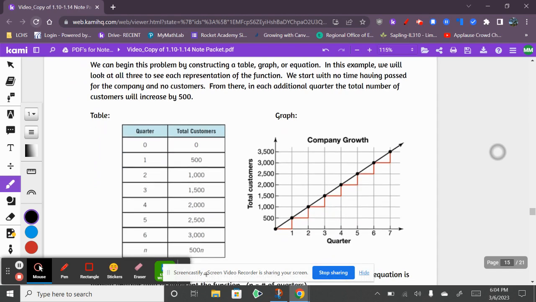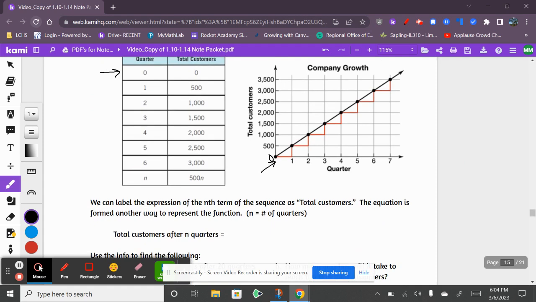We can begin the problem by constructing a table, a graph, or equation. In this example, we will look at all three to see each representation of the function. We start with no time having passed for the company and 0 customers. So at this spot right here, it is at 0 quarters, so 0 time passing, and 0 total customers, and same for the table. From there, in each additional quarter, so we see the quarters increasing by 1, in the graph and in the table, we have the total number of customers increasing by 500. So we can see that the number of customers is increasing by 500 for each quarter.